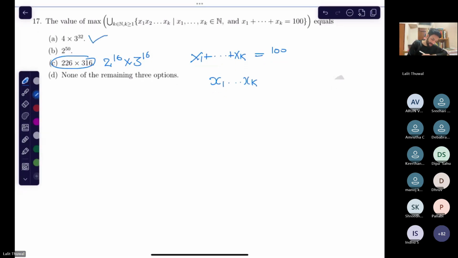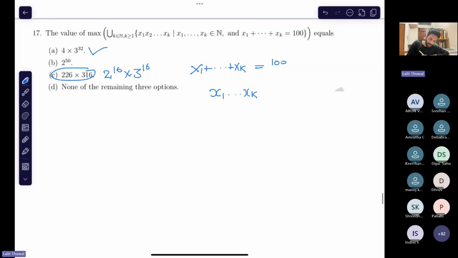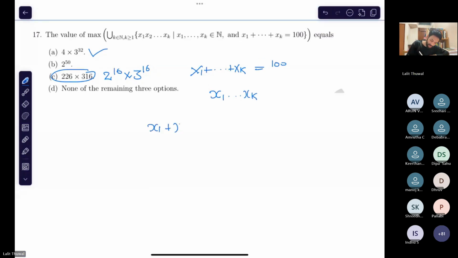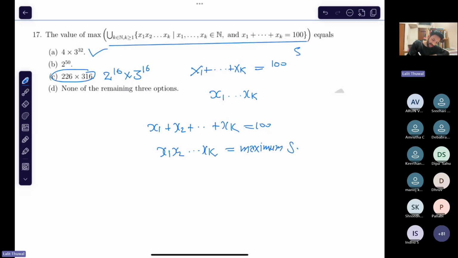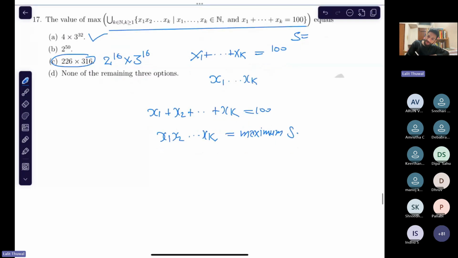Okay, so say you have a partition where this thing is maximum. Say this is the maximum of the set S. Name it S. So if it is maximum, then none of x1, x2 and so on can be 5, 6, 7. They cannot appear in this partition.